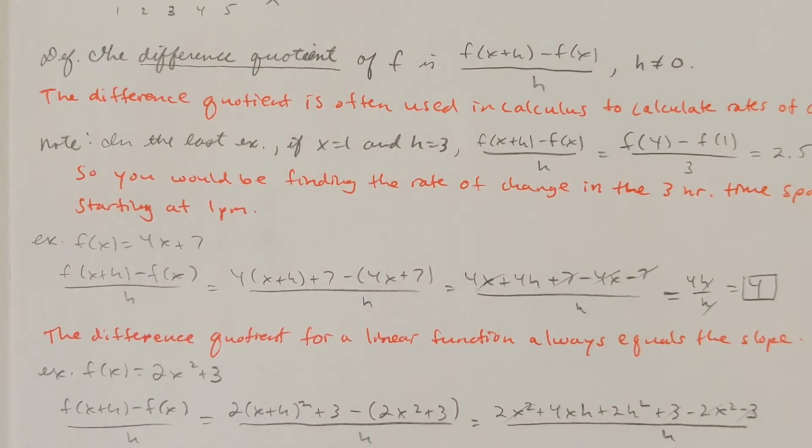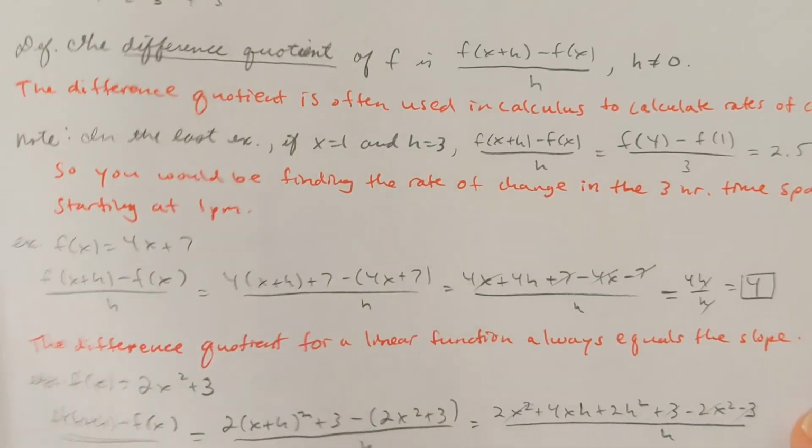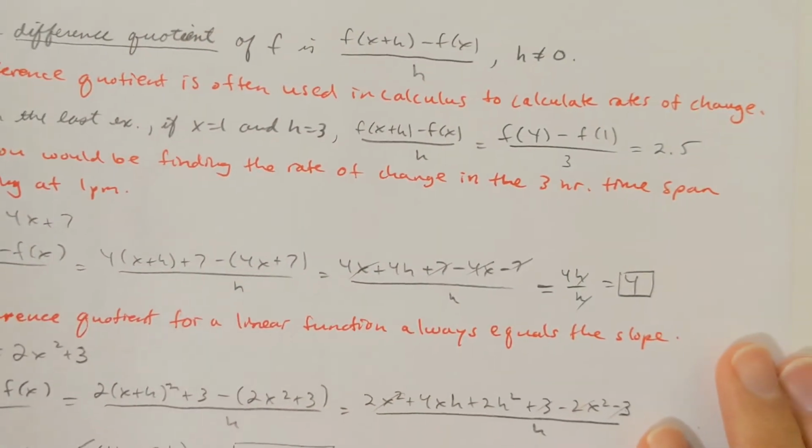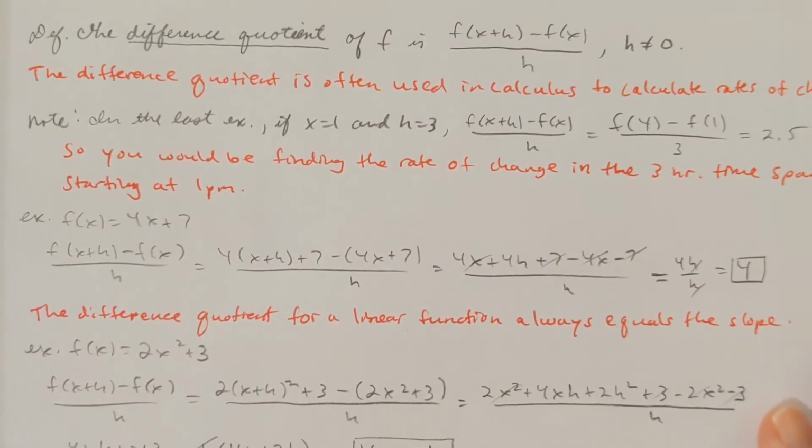Okay, we'll try to finish up chapter 1 here. So the definition: the difference quotient of f is f of x plus h minus f of x all over h, and h cannot be 0. The difference quotient is often used in calculus to calculate rates of change.